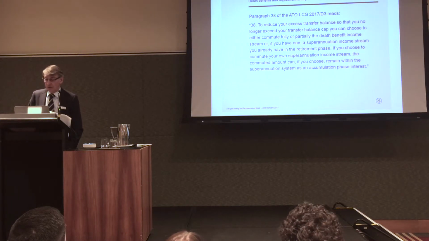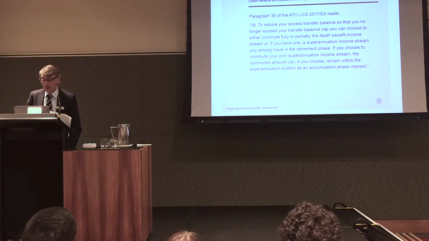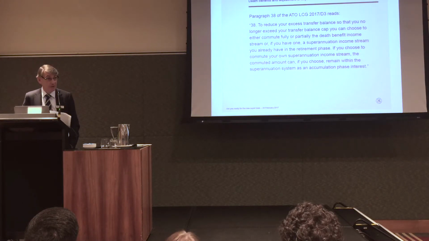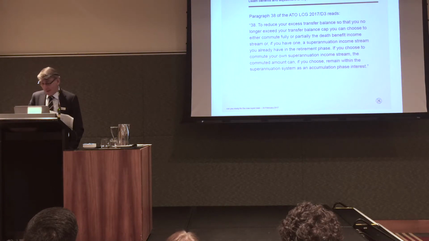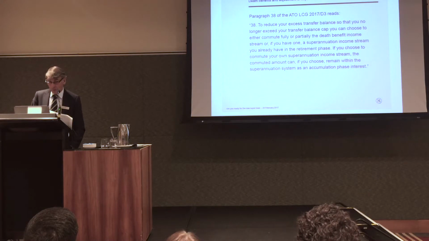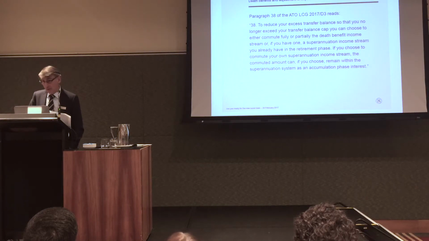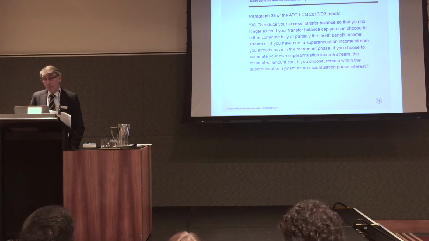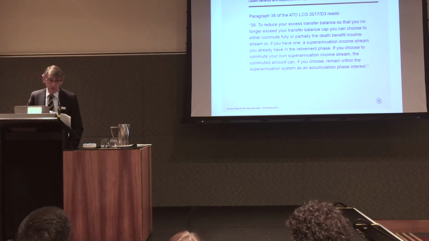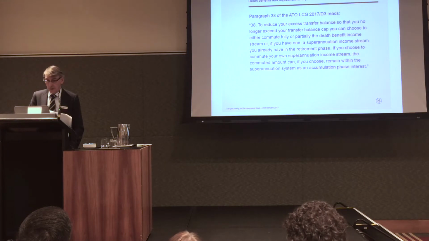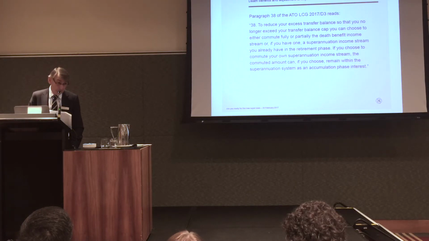If you choose to commute your own superannuation income stream, the commuted amount can, if you choose, remain within the superannuation system as an accumulation phase interest. As distinct from, if you don't do that and you receive an income stream from a former partner, for example, and former being in the sense the person's died, then if that takes you over your transfer balance cap, because it will be aggregated with any existing pension amount, then what will happen is that amount of that pension you're supposedly in receipt of under the terms of a reversionary or non-reversionary pension arrangement must come out of the superannuation fund. So it must be paid out of the fund.